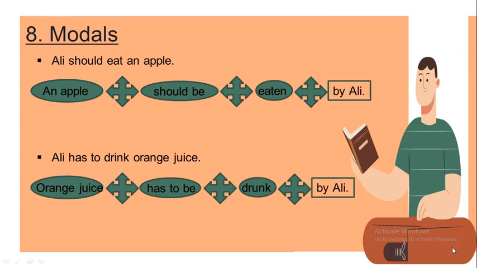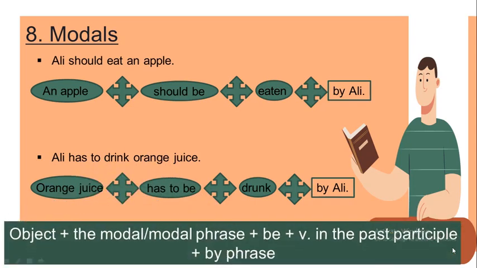Now, can you figure out the general form of the passive voice with modals? Excellent. It consists of the object plus the modal or the modal phrase plus be plus the verb in the past participle and the by phrase.